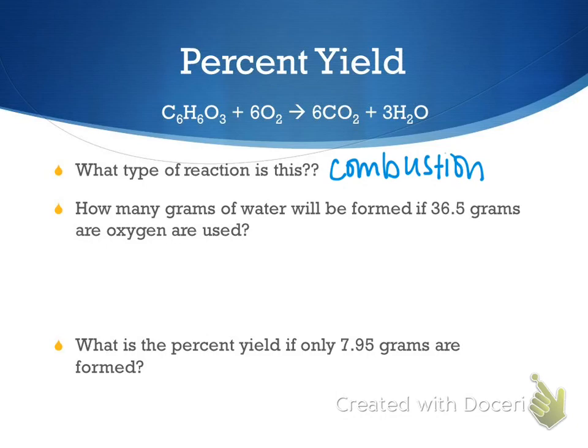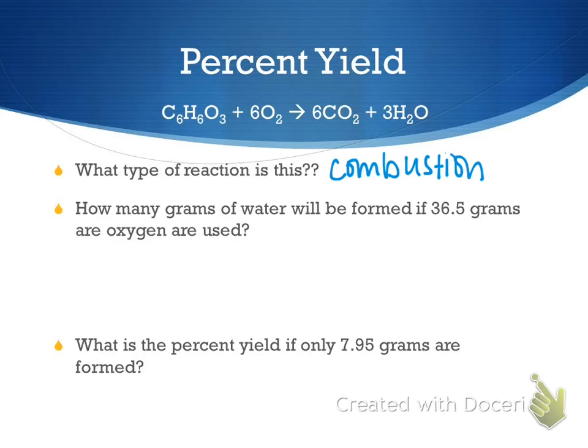Combustion reaction. Okay. How many grams of water will be formed if 36.5 grams of oxygen are used? So from now on, most of our calculations will typically be gram to gram. Okay, we know how to do all variations of our stoichiometry calculation, but for right now, most of them will be gram to gram. So we need to know how to do that. And then it wants to know what's the percent yield if only 7.95 grams are actually formed.